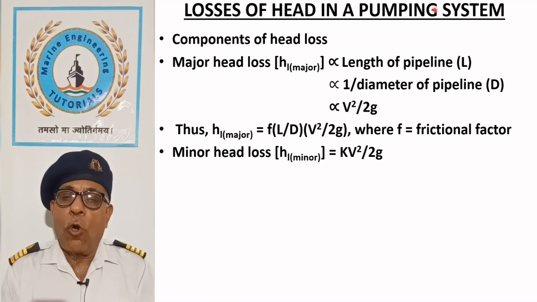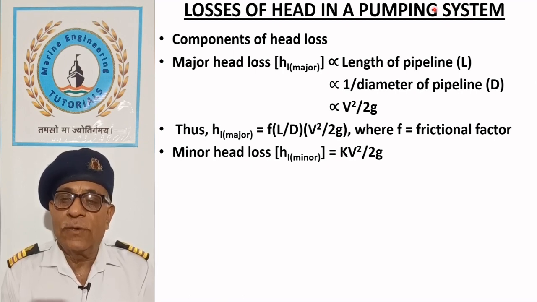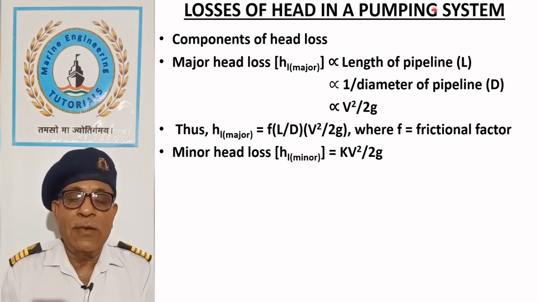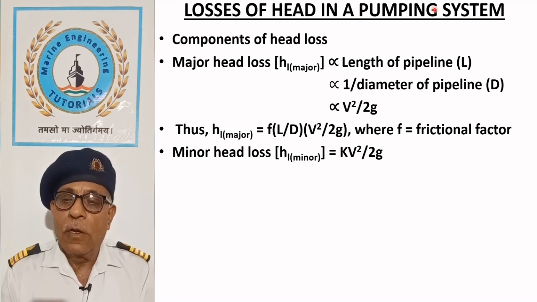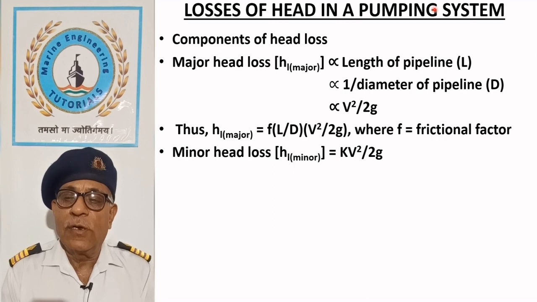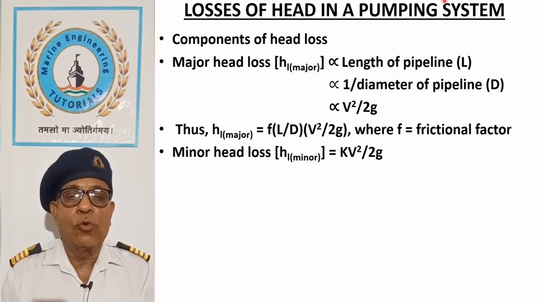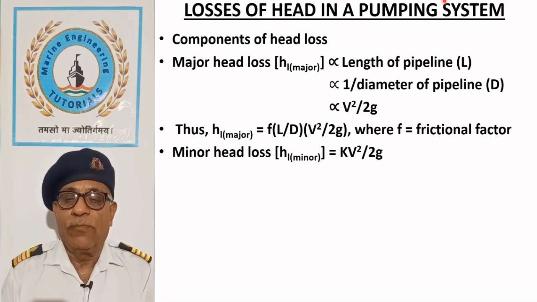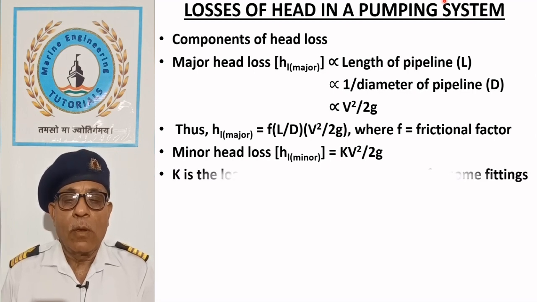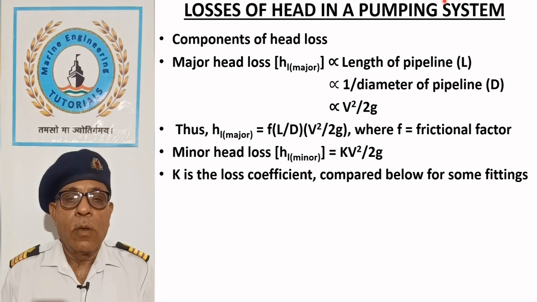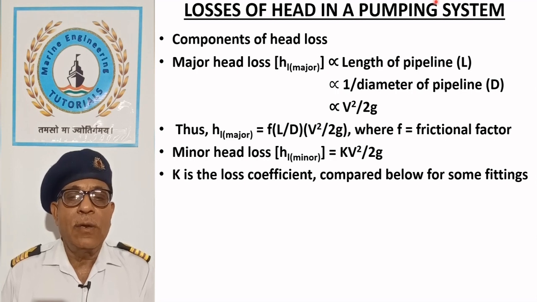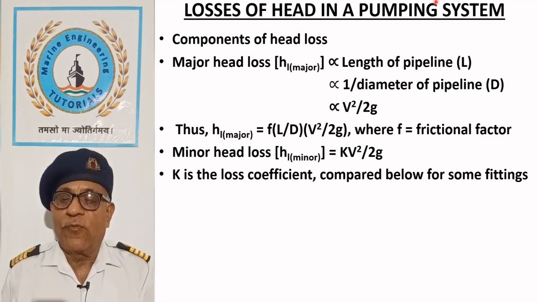Minor head loss is caused by various fittings in the system such as bends, enlargements, reducers, valves, T-junctions, filters, etc. And minor head loss is equal to kV square by 2G. K is the loss coefficient, compared below for some of the fittings.